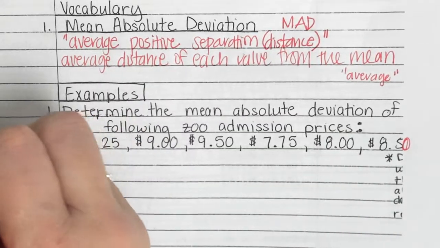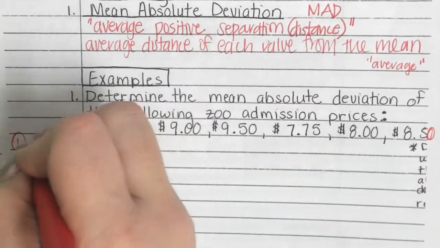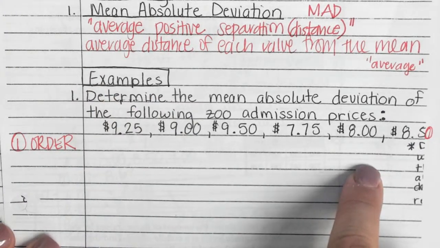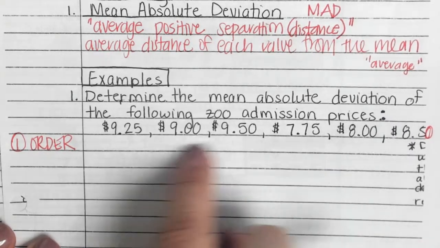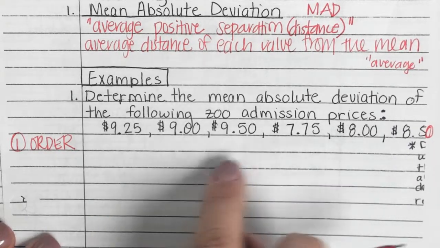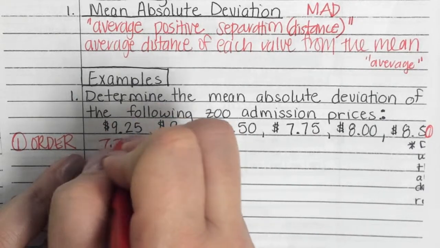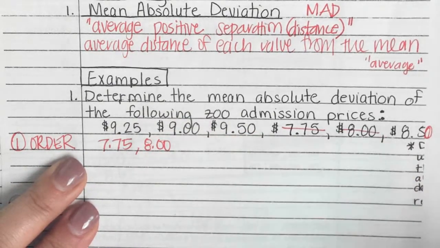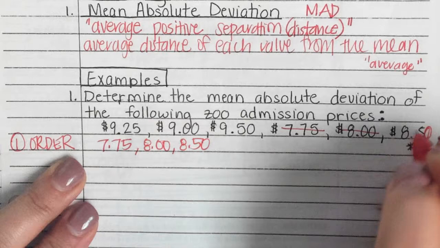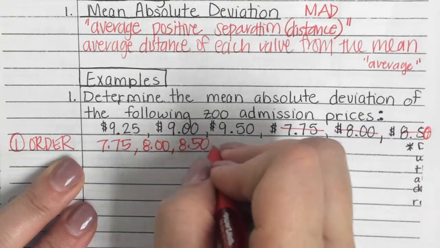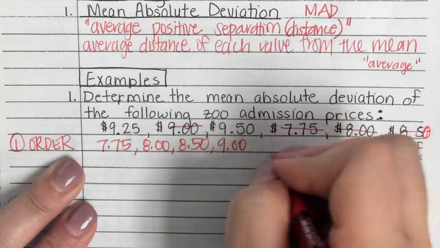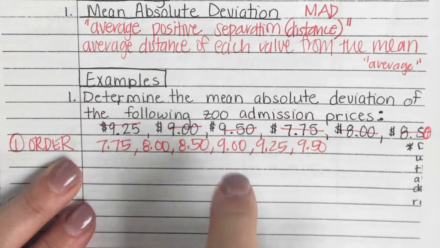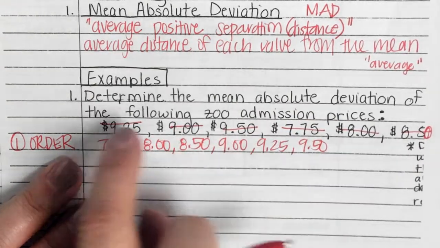What is the first thing we always do? Order. So, we've got to list our numbers in order from least to greatest. What is my lowest value here? 7.75. Okay, so we've got 7.75. Then we have 8. Then we have 8.50, you're right. And then 9. And then 9.25. And then 9.50. Double check when you're writing these. 1, 2, 3, 4, 5, 6.